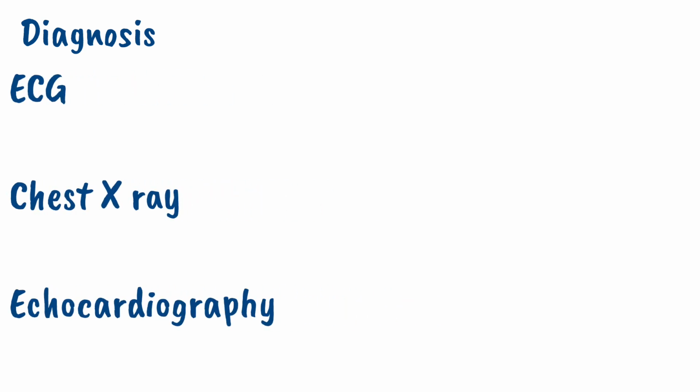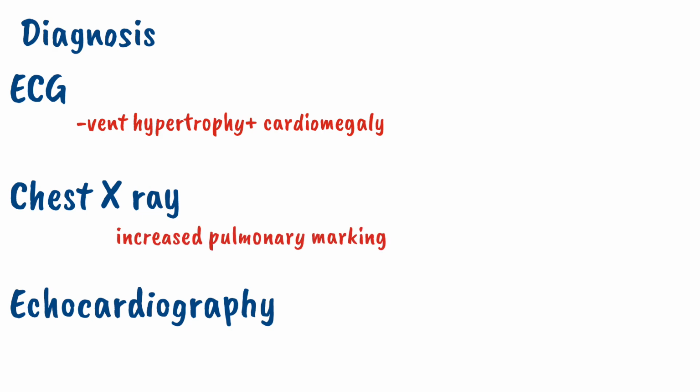Now let's come to the diagnosis. How do we diagnose a case of truncus arteriosus? Primarily, we perform three diagnostic tests. The first is ECG, the second is a chest X-ray, and the third is echocardiography. On ECG, we will see ventricular hypertrophy and cardiomegaly, while the chest X-ray will show increased pulmonary markings because there is increased pulmonary blood flow.